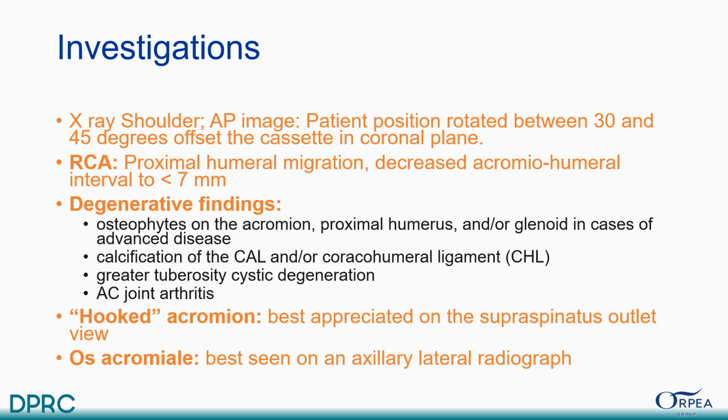Then on X-ray you would see a hooked acromion. There are 3 types of acromion mentioned, right? Type 3 is the hooked acromion, best appreciated in the supraspinatus outlet view X-ray, and you could see ossification centers like os acromiale, best seen on the axillary lateral radiograph.